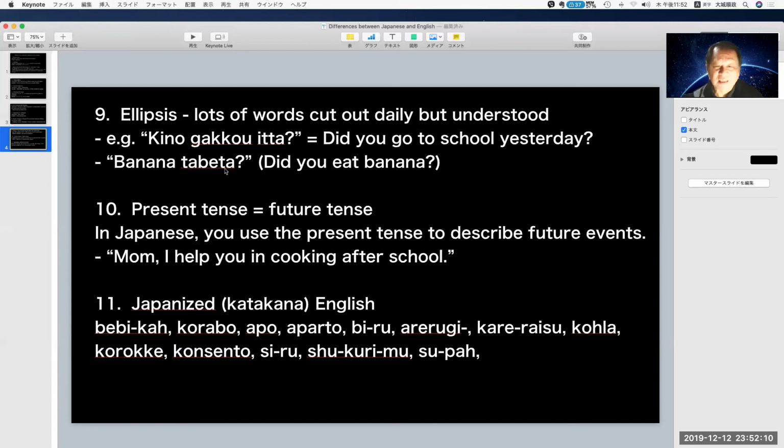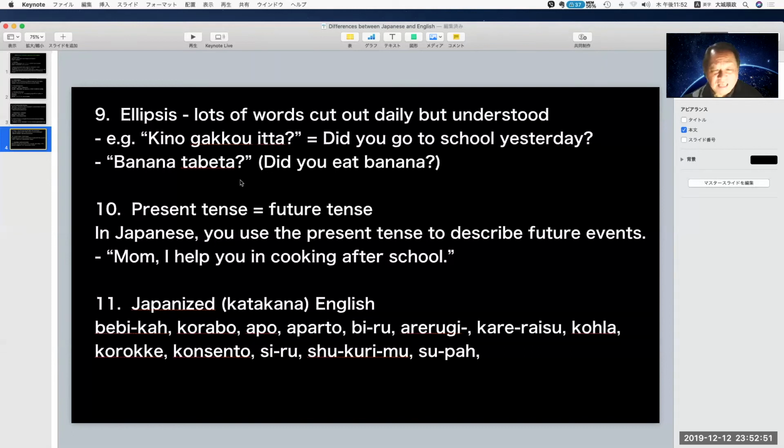Another sentence. This is also very awkward, but often used in daily Japanese conversation. For example, "Banana tabeta." Banana means banana. Tabeta means eaten. So, did you eat the banana? Did you eat the banana on the table I left? Something like that. So everything is understood from the context. So often we cut out a lot of words, pronouns, particles.